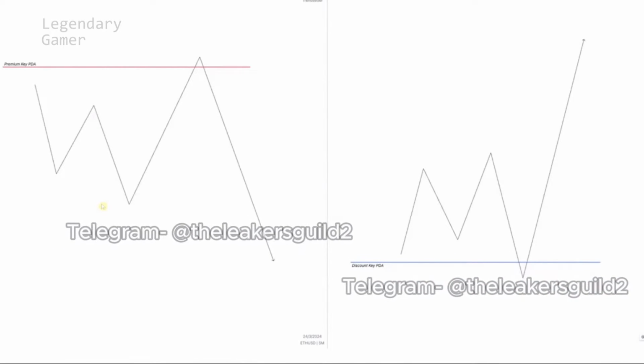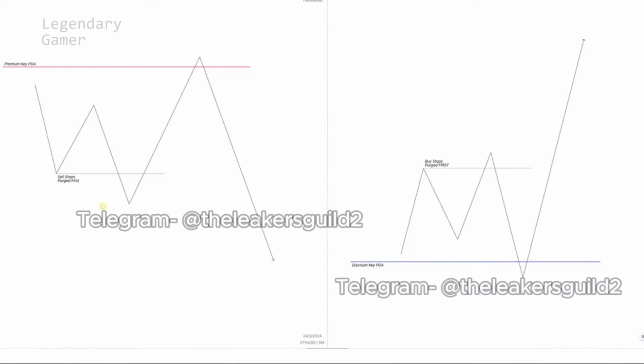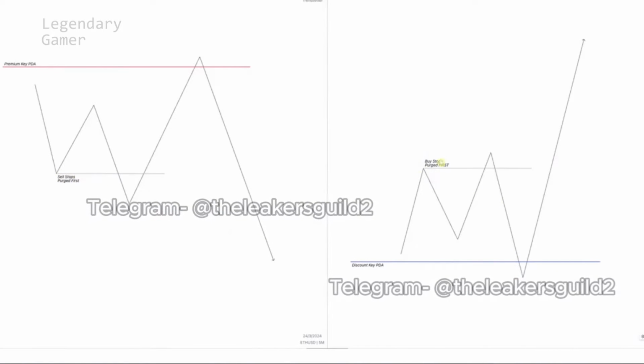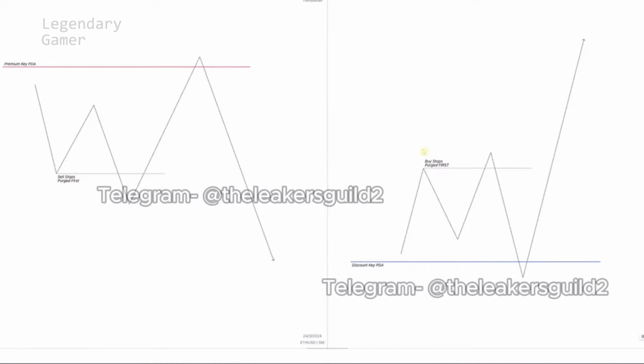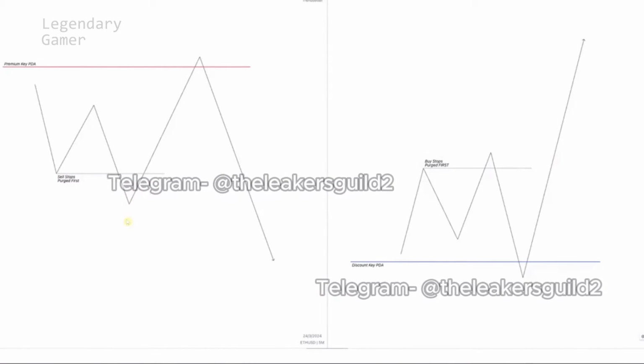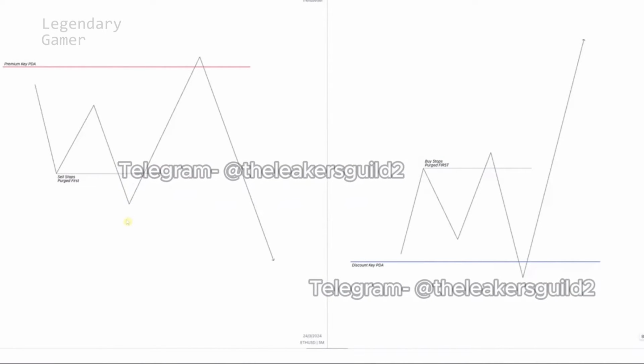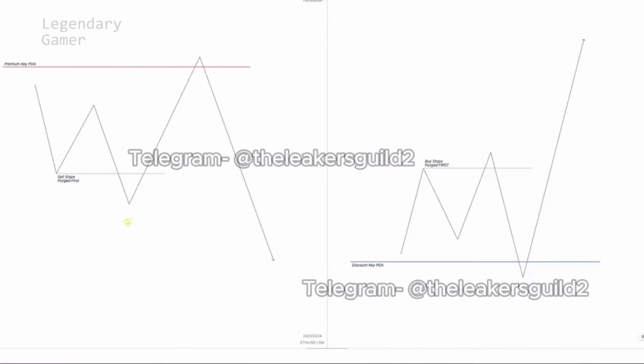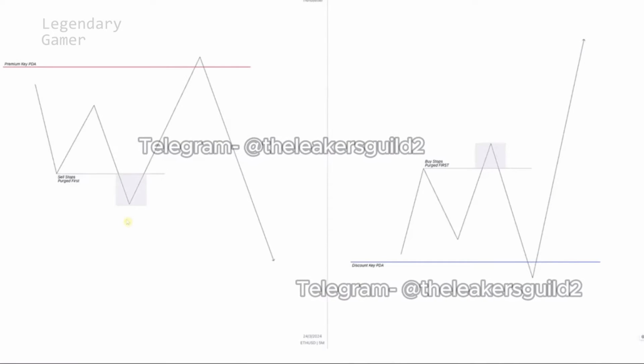So what are we going to be waiting for first? We want to see those sell stops purged, or in a bullish scenario we want to see those buy stops purged first. Now why do we want those sell stops or buy stops purged first? Think about the order pairing video, right? Revert back to the previous videos.